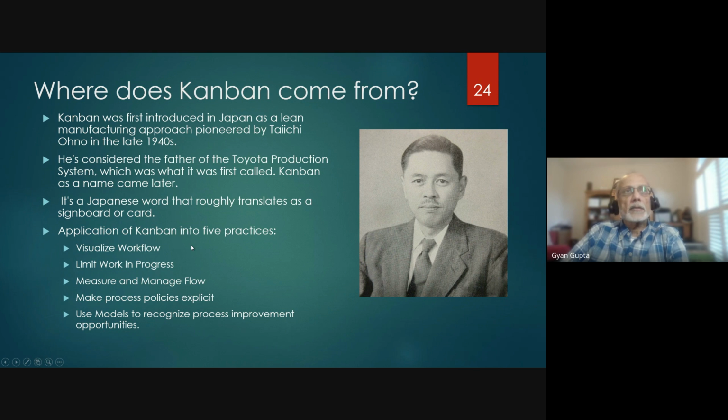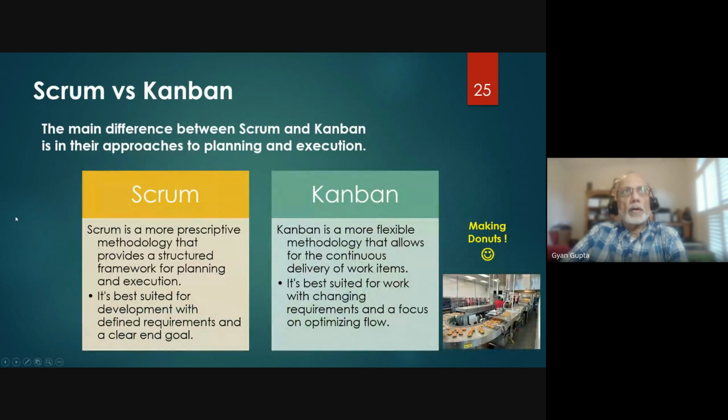The Kanban is Kan. I believe Kan. There's a Japanese word. I don't remember now. Ban is board, and Kan is to do, something like that. I should know it better. The Kanban really is a combination of five different practices. First, you visualize the workflow, limit the work in progress, measure and manage the work, make process policy explicit, and use models to recognize process improvements, right? This doesn't make any sense right now, right? So let's take a deeper dive and figure out what it is.